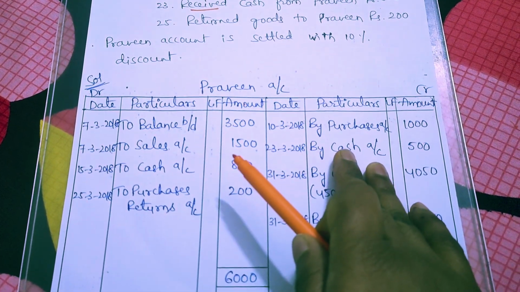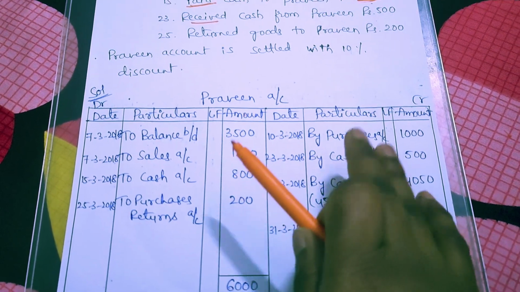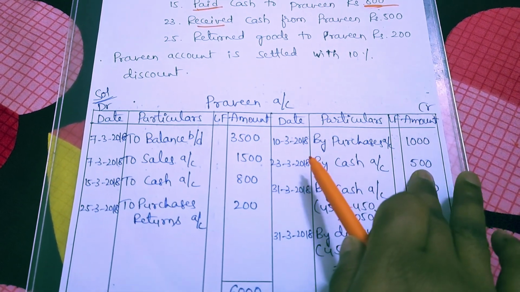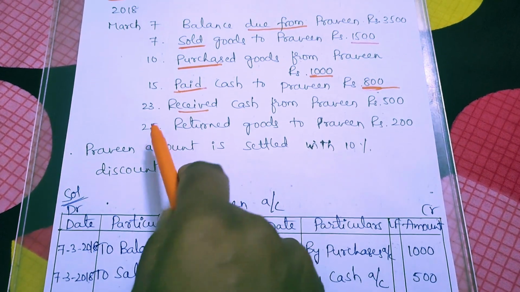Why we recorded on the credit side? Because this is received. Received cash from Praveen. So we recorded on the credit side. Okay. Let us take the next one.